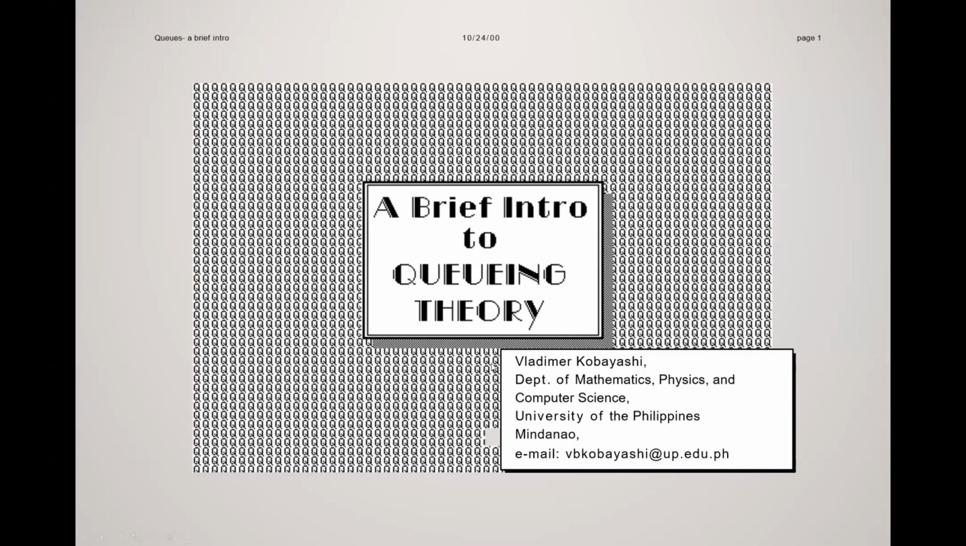Okay, so today we will discuss queueing theory. So this is the class of models that we are going to discuss for our course. I will provide a short intro, and then we will discuss several queueing models which are simple, and at the same time they also have some real life applications.